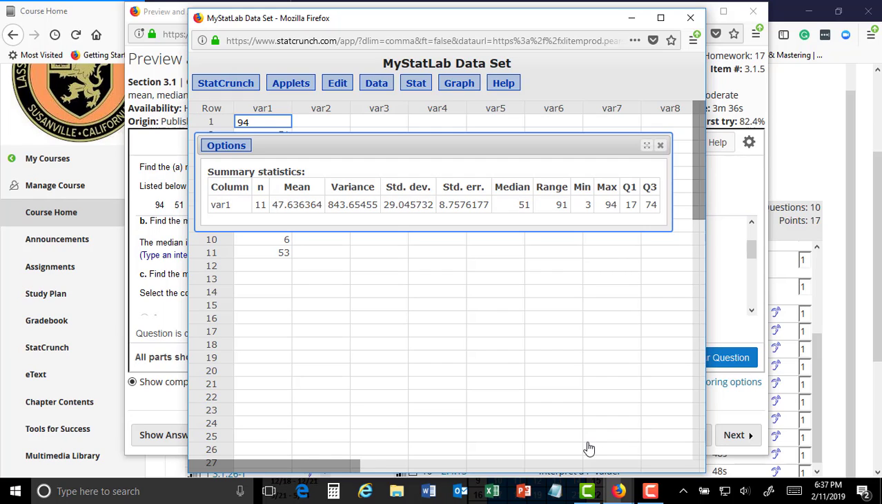So the mean is 47. The variance is 843. The standard deviation is 29. The median is the midpoint. And this is the first quartile, and this is the third. Does anybody know what the second quartile is? Yeah, the actual median is. So let me show you how that's done.